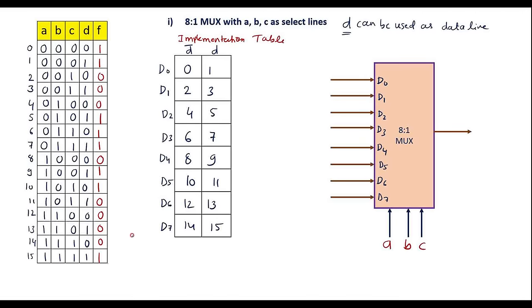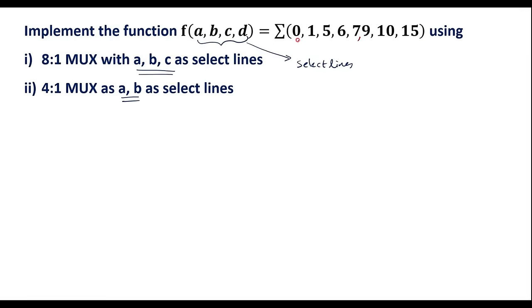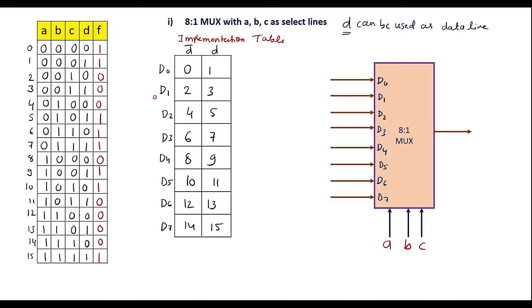So the next step is, here we are supposed to mark the given min terms. The given min terms are 0, 1, 5, 6. So 0, 1. Here we have 0, put the circle for this, and here 1, put the circle for this.